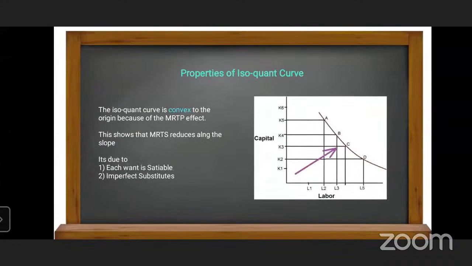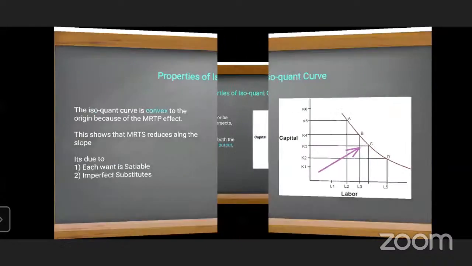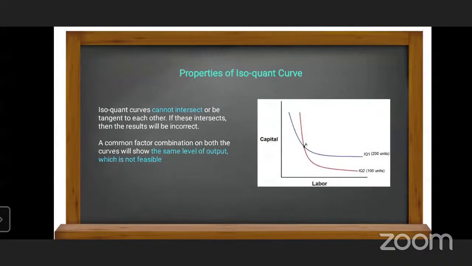Then convexity. This also I told. And I have told the two reasons why it is reducing. One is each want is satiable. Second is they are imperfect substitutes. Then third is they cannot intersect.